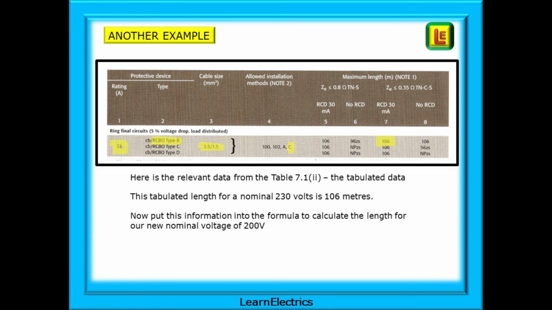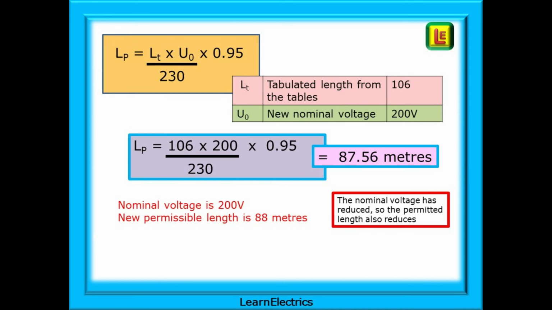Here is the relevant data from table 7.1 number 2, the tabulated data. The tabulated length for a nominal 230 volts is 106 meters. Now put this information into the formula to calculate the length for our new nominal voltage of 200 volts. And this is the formula and the working out. Try this yourself. Find the data in the tables and do the calculation. The nominal voltage is reduced, so the permitted length also reduces.